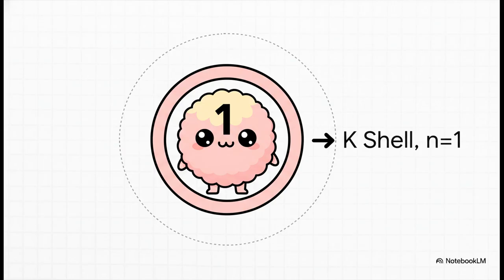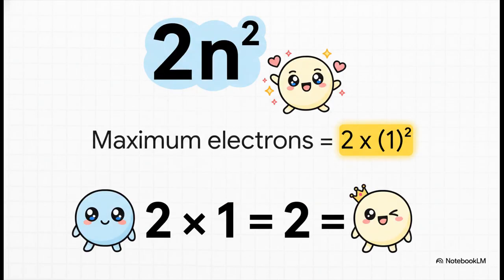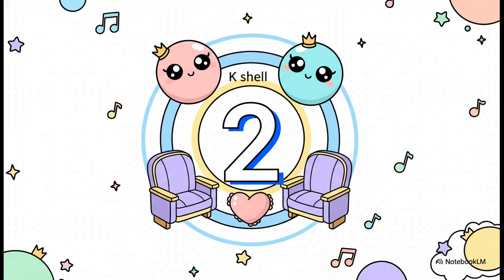Okay, theory is one thing, but let's actually put this to the test, right? Let's start with the very first shell, the K shell. For this one, our n value is 1. So we just plug it in. We've got 2 times 1². Well, 1² is just 1, and 2 times 1 is 2. That's it. So think about this. That first shell, the K shell, can only hold a maximum of 2 electrons. Period. It's like the super exclusive front row with only 2 seats available.